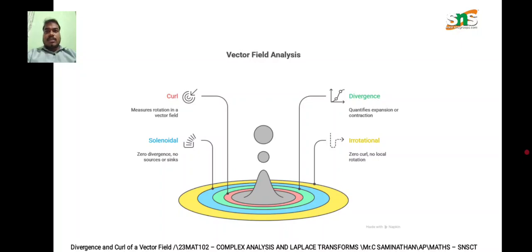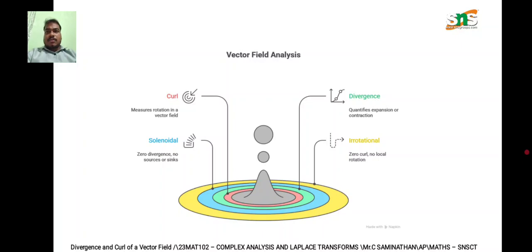So if the divergence is positive, the field is diverging outward, like water flowing out of a fountain. If it is negative, the field is converging inwards, like water draining into a sink. And if it is zero, the flow is incompressible. It means there is no net inflow or outflow at the point.